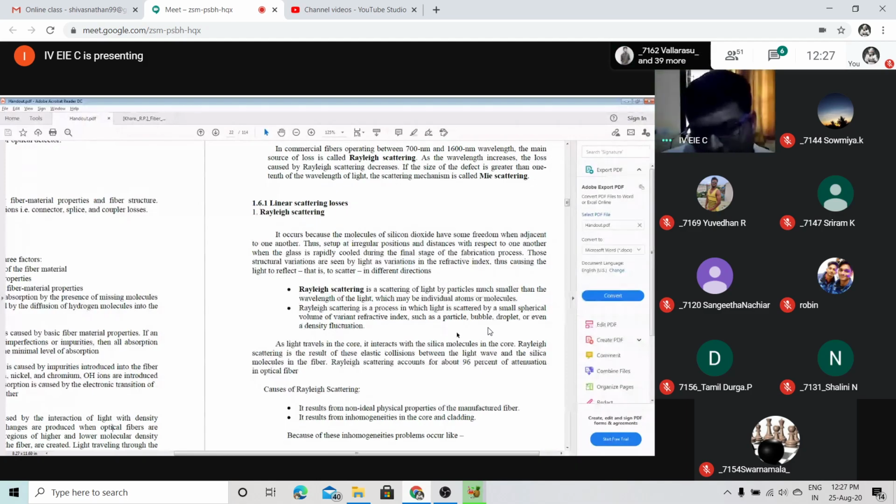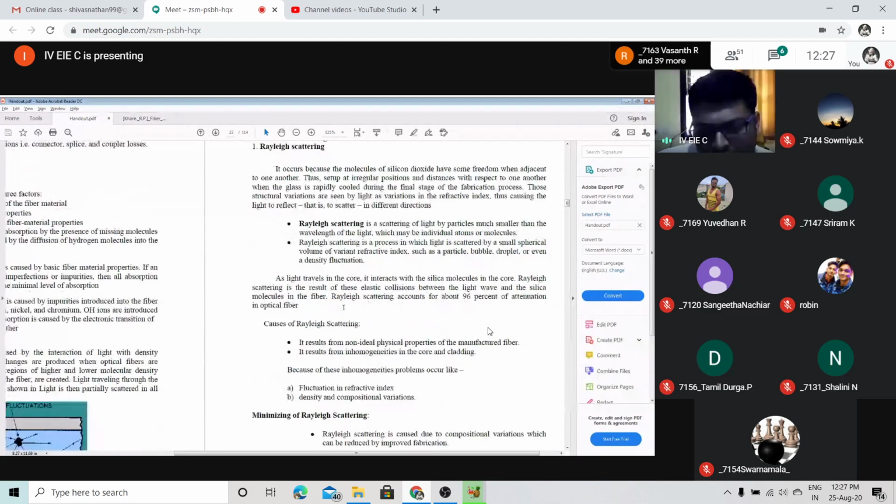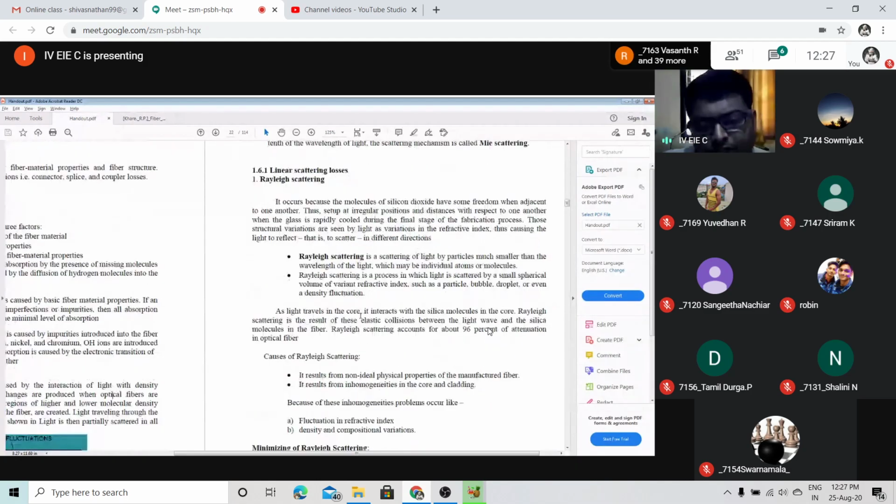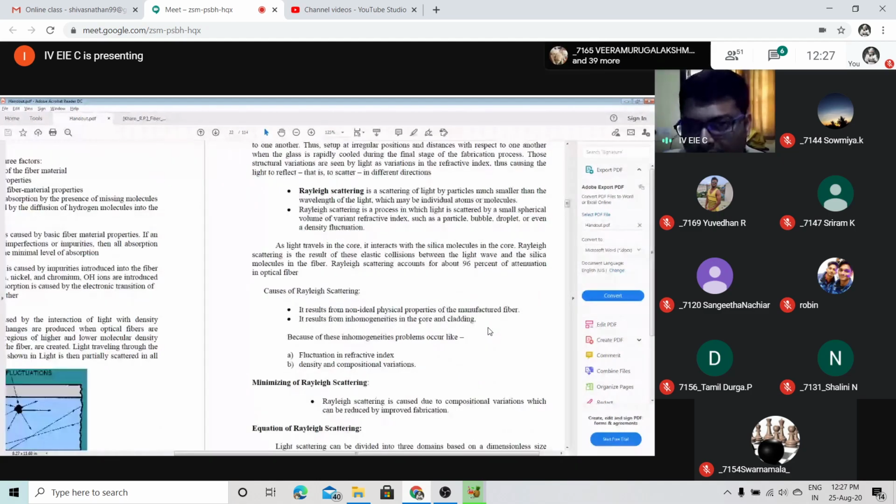Now the causes for Rayleigh scattering, as I say, are the physical properties of the manufactured fiber. Okay, it is all about the silicon atoms and molecules. Okay, and inhomogeneities that are present in the core and cladding interface. Clear? So the density variations between the atoms and the molecules of the core and cladding will scatter the light in all directions.